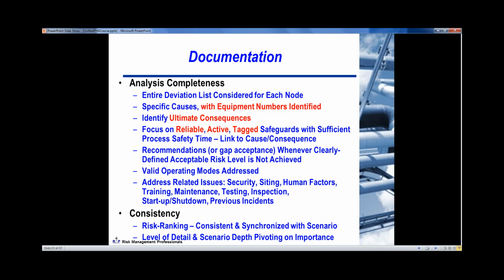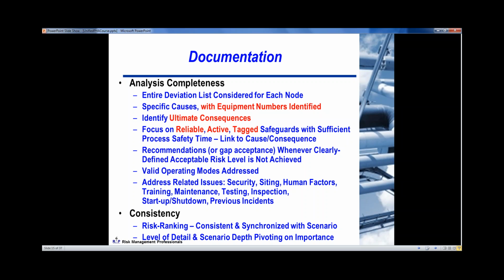Recommendations need to be provided whenever there are gaps, or you need to identify how that gap is to be closed. Operating modes need to be addressed. Also, there are a lot of other issues such as security, siting, and human factors that need to be folded into the HAZOP. That's all part of making sure the analysis is complete and that translates into the documentation.